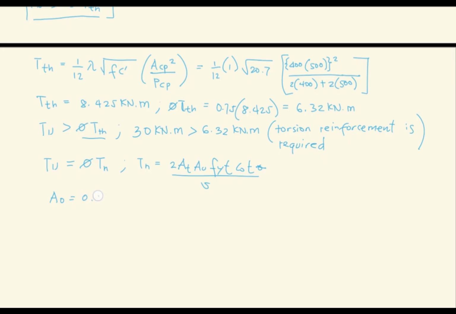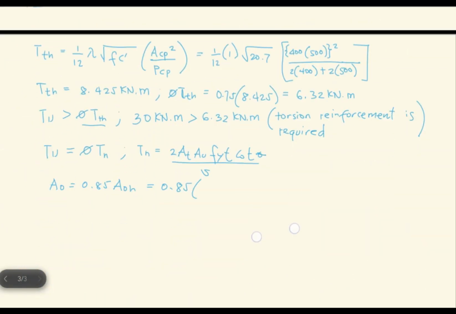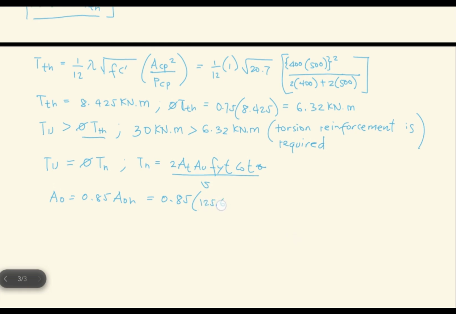Ao is equal to 0.85 Aoh. So this is 0.85. Aoh was previously solved as 125,664. This will then be equal to 106,814.4 mm squared.